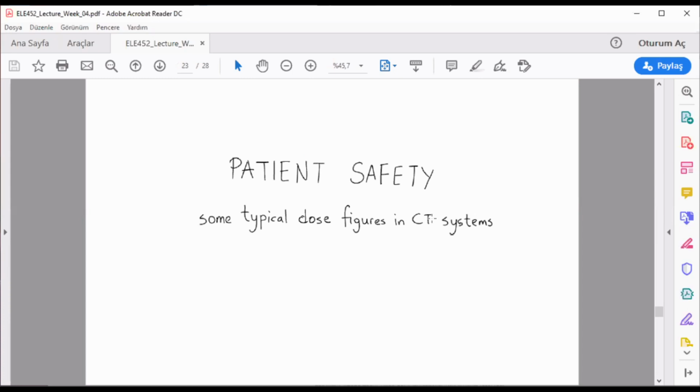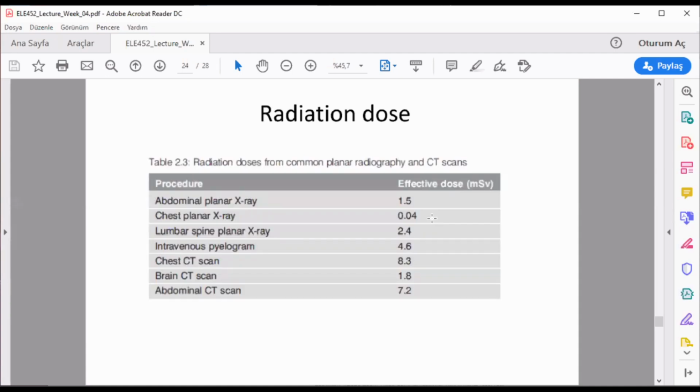Related to these kinds of systems, we should also mention patient safety. Once again, you remember in the first and second week, I mentioned non-ionizing and ionizing radiation in X-rays, and I also defined exposure and dose of a patient. So these are the typical doses utilized in clinical environments, and effective dose is given in millisieverts.